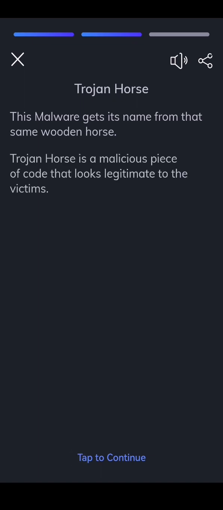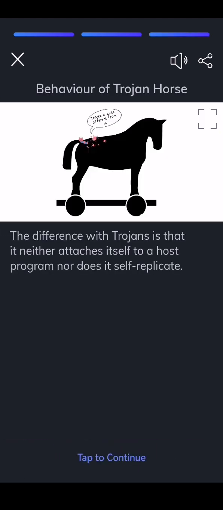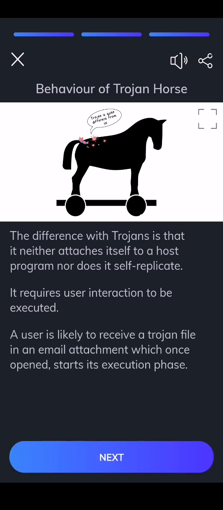Trojan horse is a malicious piece of code that looks legitimate to the victims. However, it can inflict similar damage to what viruses and worms can achieve. The difference with Trojans is that it neither attaches itself to a host program nor does it self-replicate. It requires user interaction to be executed. A user is likely to receive a Trojan file in an email attachment which, once opened, starts its execution phase.